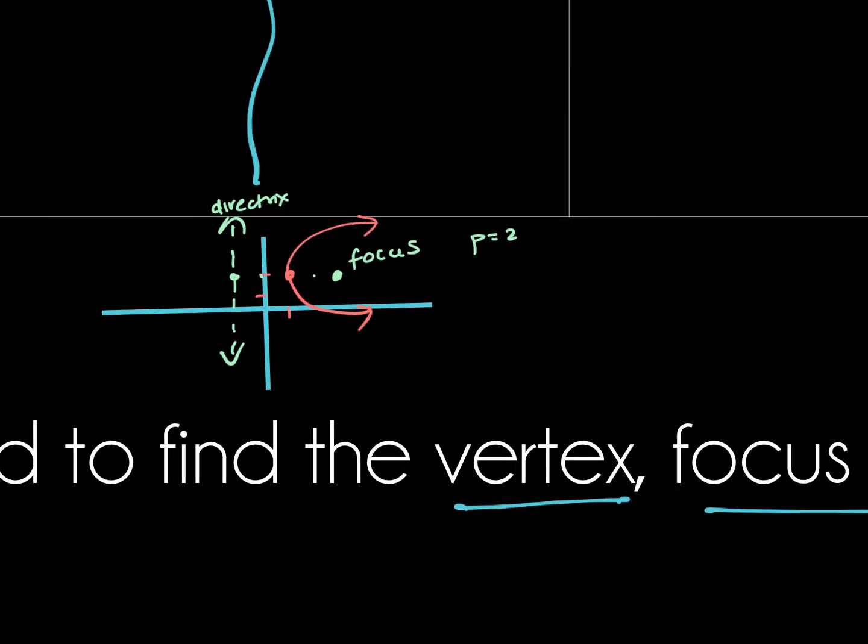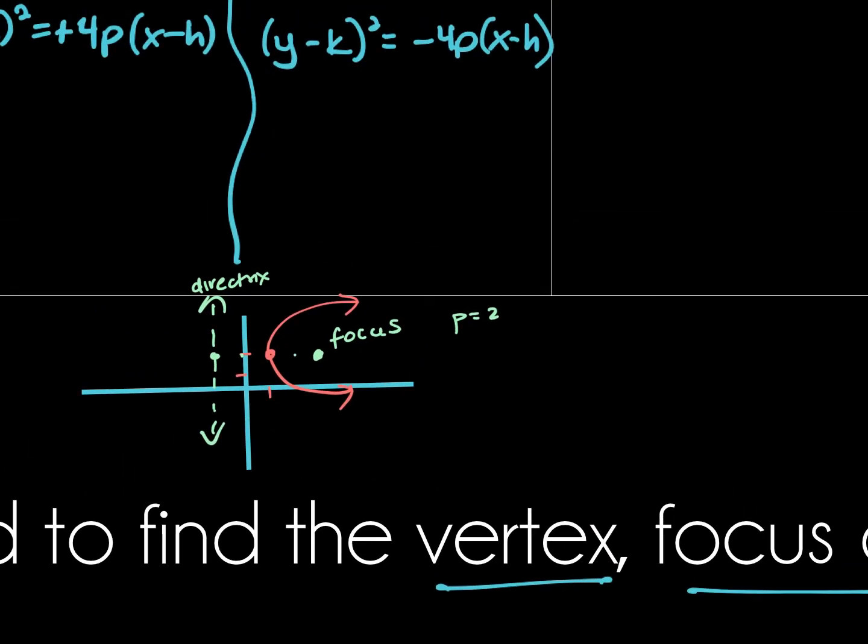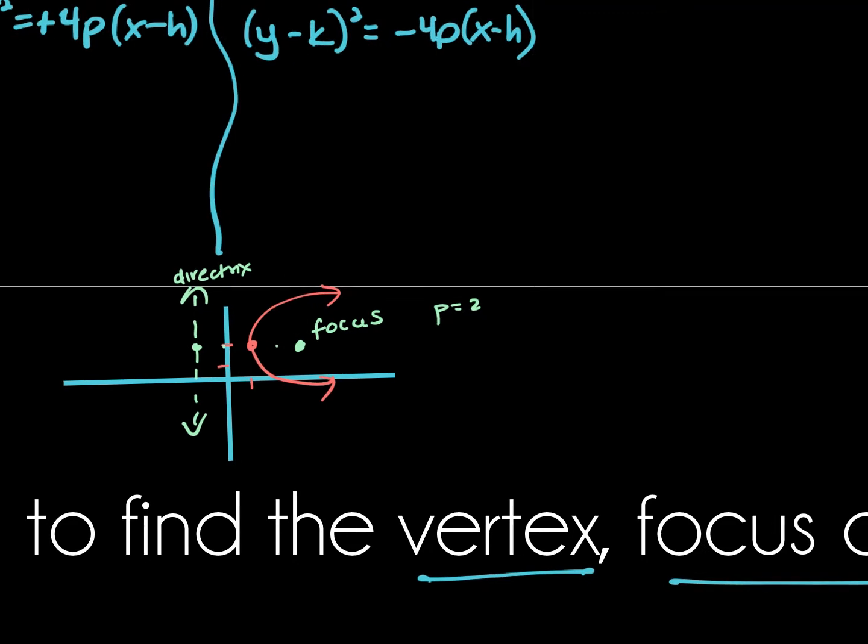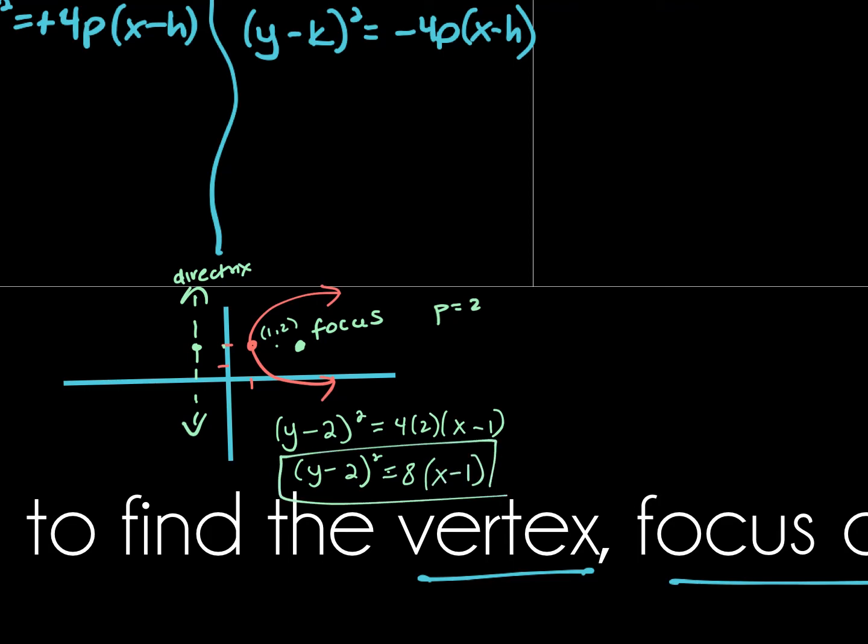So this parabola would have, again, a positive y squared. This coordinate point is (1, 2). This would be (y minus 2) squared equals a positive 4p, so 4 times 2, (x minus 1). This would be (y minus 2) squared equals 8(x minus 1). That would be the equation of this parabola. So just like with the circle, you're either going to get an equation and have to find information about it, or you're going to get the information and you're going to have to give me the equation.